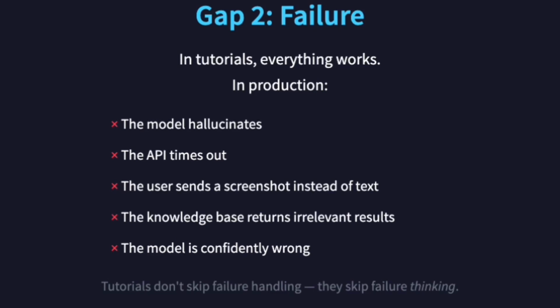The user sends a screenshot instead of text, a message in a language that your system doesn't handle, or you might get an email with no subject line. Now, all these are valid user scenarios. But here's the problem. Most tutorials don't just skip the failure handling, they skip the failure mode thinking entirely. So they never ask what happens when this step fails. They never ask what happens when the model is confidently wrong, or what happens when, let's say, the knowledge base returns irrelevant results.